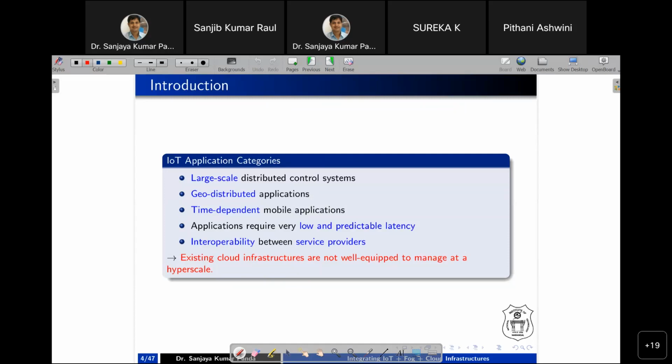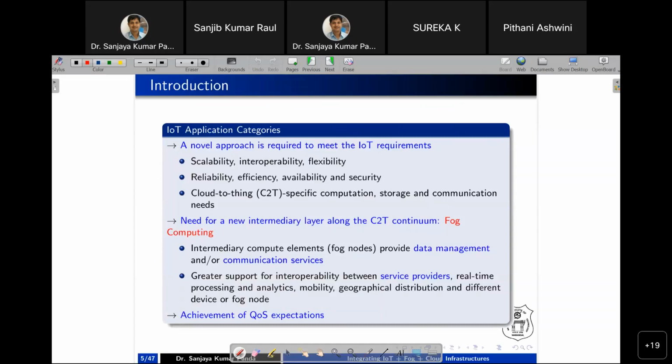And these things are not fulfilled by the existing cloud infrastructure. So in order to meet the requirements of the IoT devices, we need some new approach which can solve our problems of scalability, interoperability, flexibility, reliability, efficiency, availability, and security. We need an intermediate layer between the IoT and the cloud. That is the main reason behind introducing fog computing in between the cloud and IoT devices, so that the services can be near the IoT devices. So whenever you have a time-critical application where latency is an important factor, you can achieve that using the fog devices.